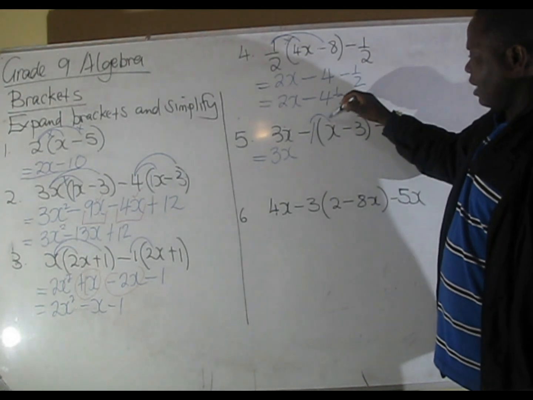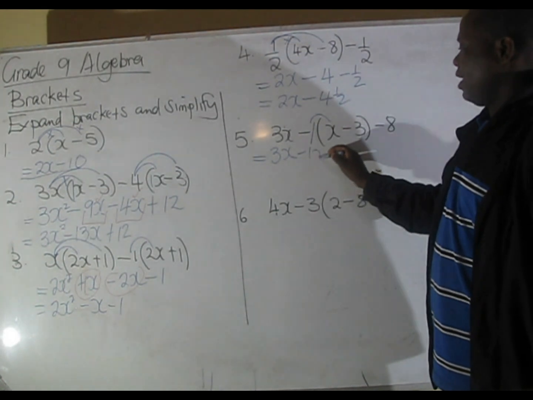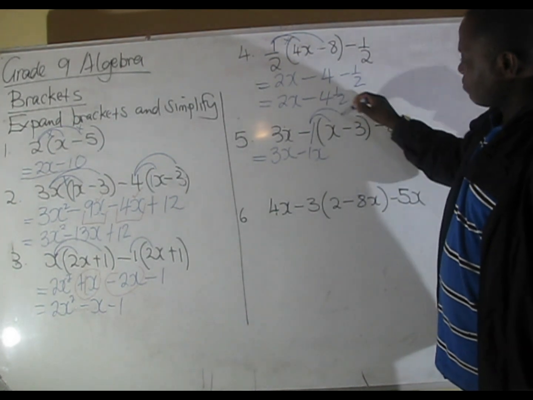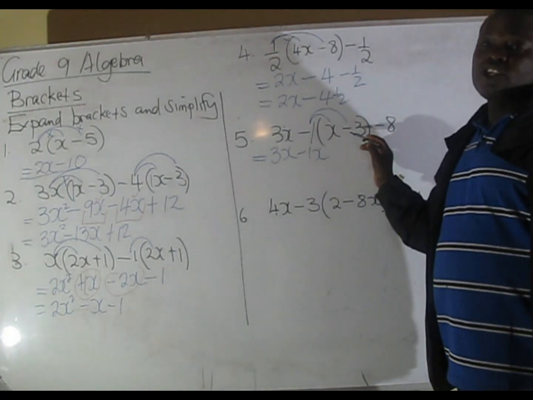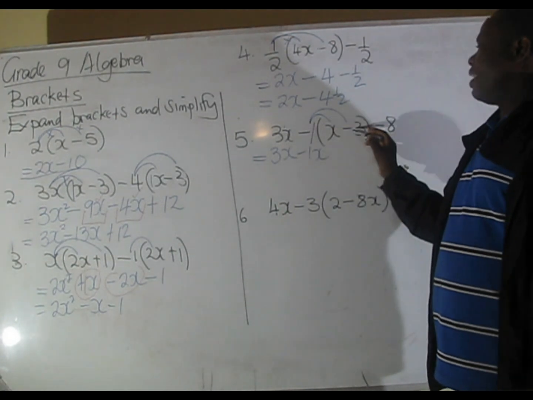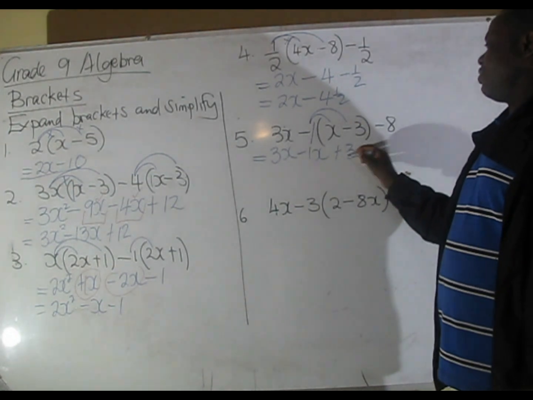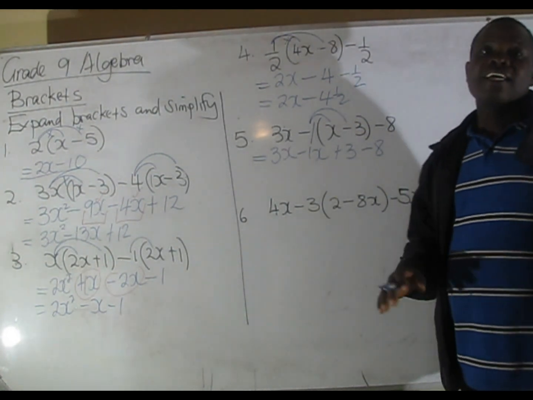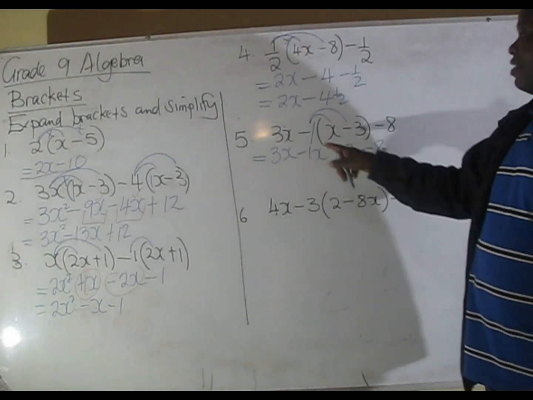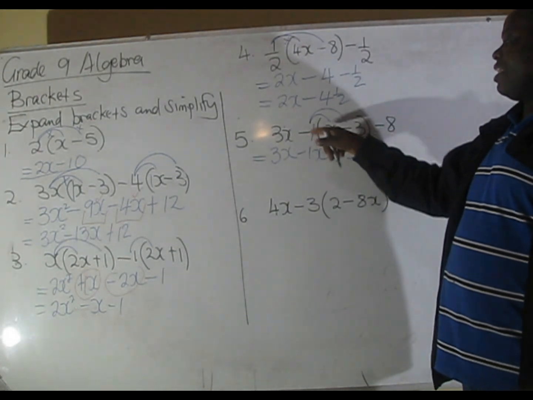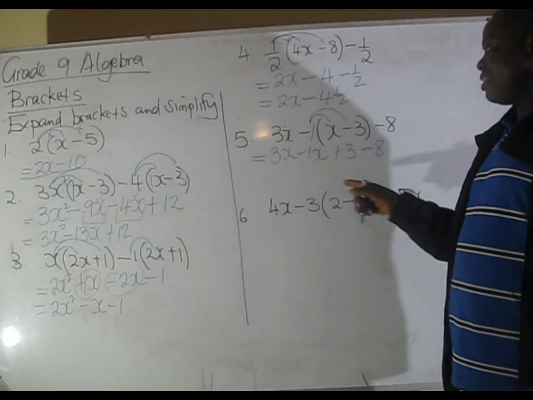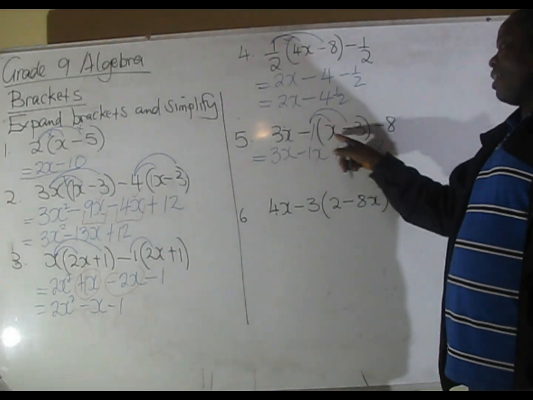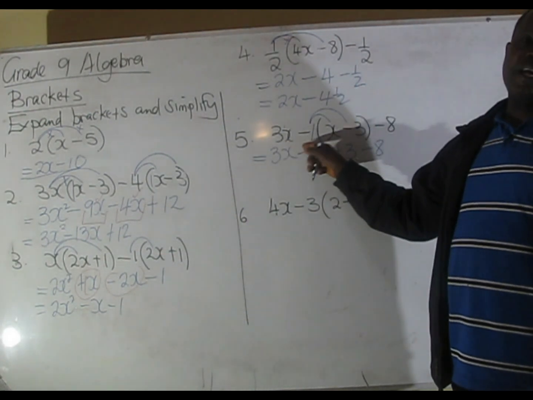Negative 1 times x, then I get negative 1x. And negative 1 times negative 3, negative times another negative makes it a positive. This negative 8 is going to be like that. I have removed the brackets. So if there is no number outside, there is an invisible 1 to remove the brackets. This 3x does not multiply the brackets because of this negative here.